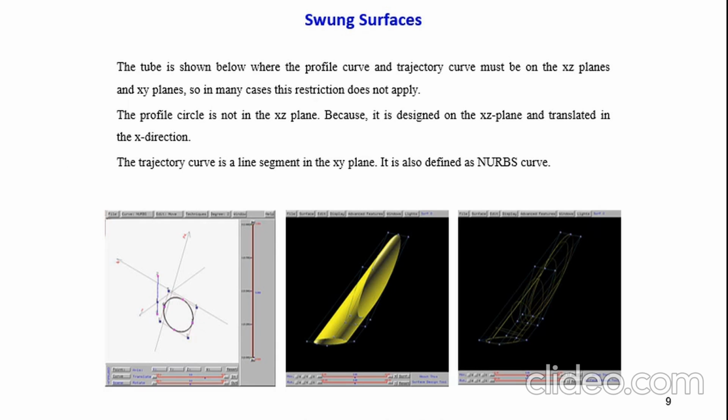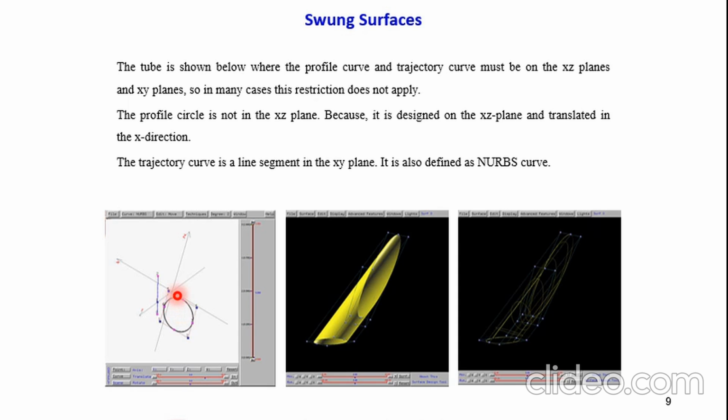So this is another example for sunk surface. The tube is shown below, where the profile curve and trajectory curve must be on the XZ plane and XY plane. In so many cases, this restriction does not apply.